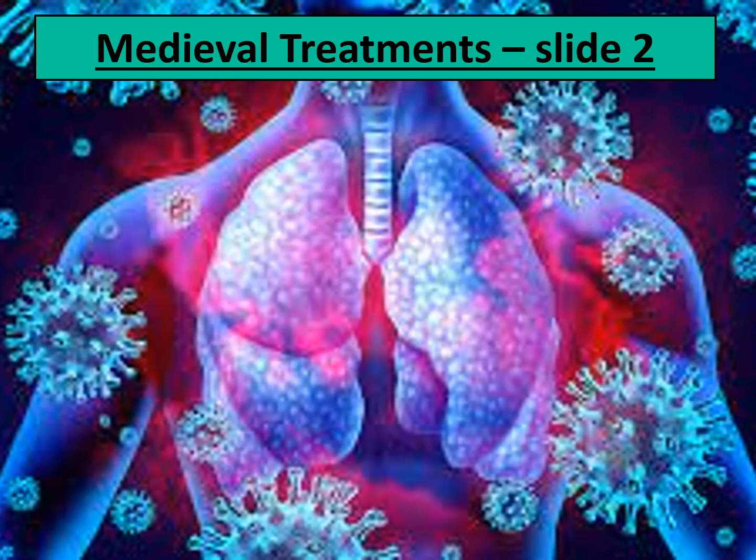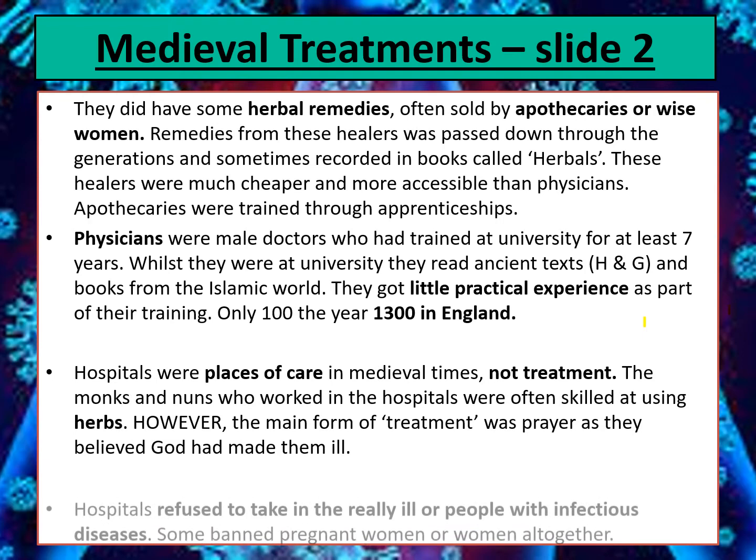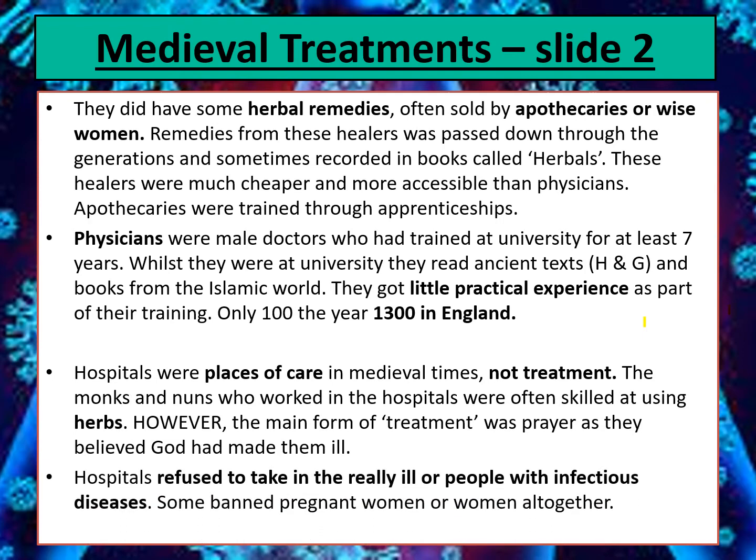The next area that you need to know about for medieval treatments is a little bit more about who actually treated the sick and where they were treated as well. Now, as well as doing things like bleeding, they also did have some herbal remedies, and these were generally sold by apothecaries or wise women.